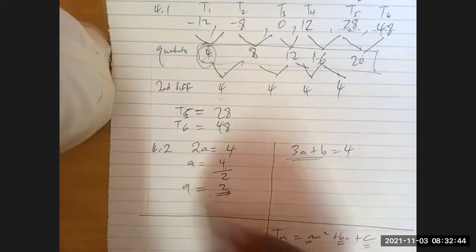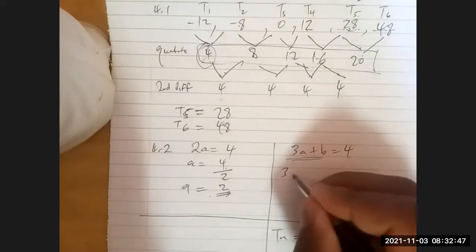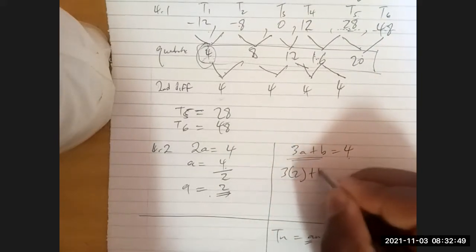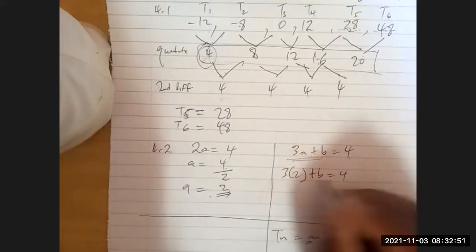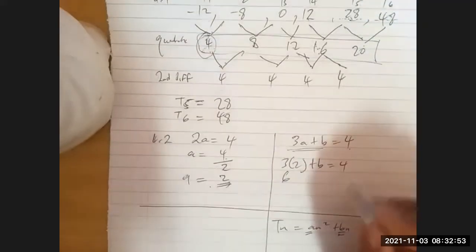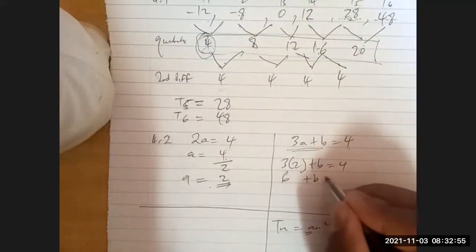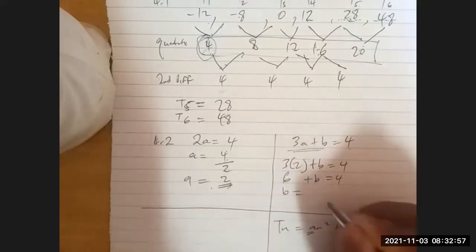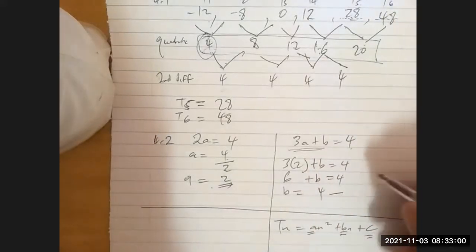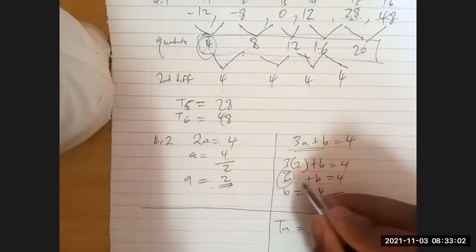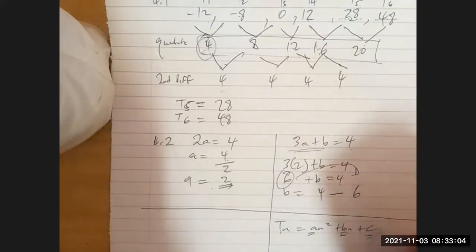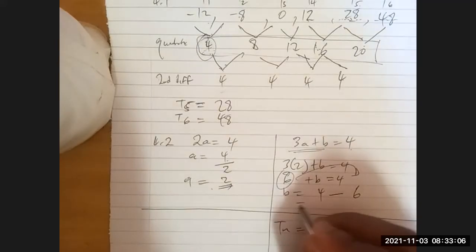Now we have the value of a. So we're going to say 3 multiplied by 2 plus b is equal to 4, right? 3 multiplied by 2, that is a 6, okay? Plus b is equal to 4. So b here is going to be equal to 4 minus 6, because when it comes to this side, it's going to be negative 6, right? And 4 minus 6, that is negative 2. Please just do that with the calculator so that you avoid making mistakes.